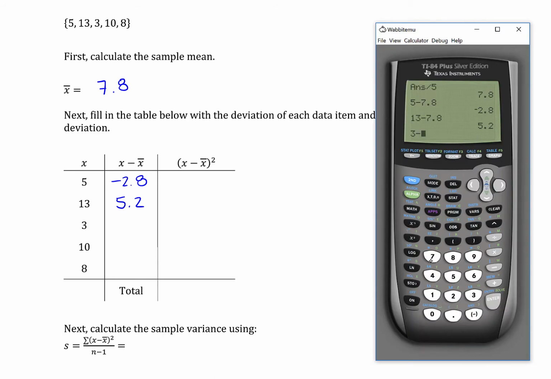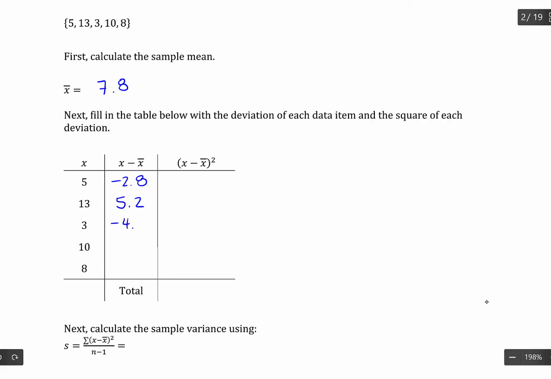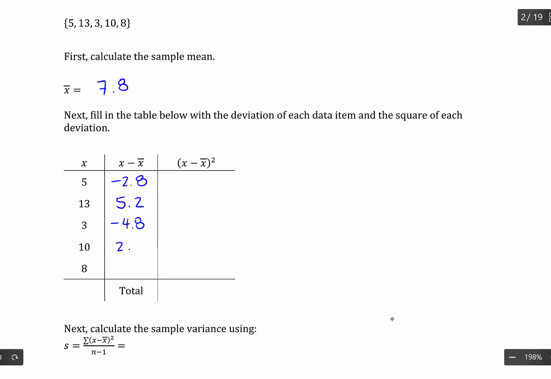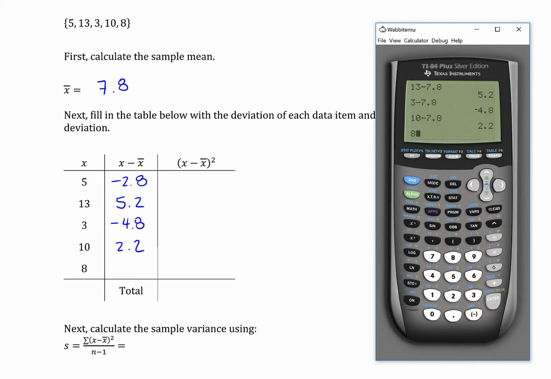3 minus 7.8 is negative 4.8. 10 minus 7.8 is 2.2. And 8 minus 7.8 is 0.2.